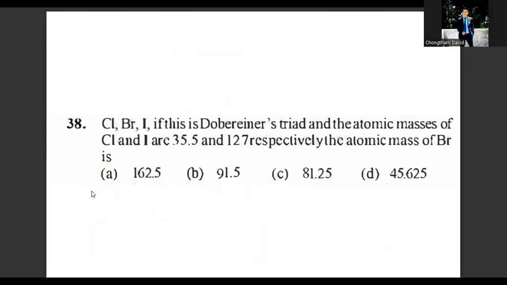Let's read question number 38. Chlorine, bromine, iodine, if this is in the Dobereiner triad, and the atomic masses of chlorine and iodine are 35.5 and 127 respectively, the atomic mass of bromine is? So question number 38, according to the Dobereiner triad, the atomic mass of bromine will be the average of the atomic masses of chlorine and iodine, right? So 35.5 plus 127. So what will we be getting? You try to add. 5.7 plus 5, 12, 326.